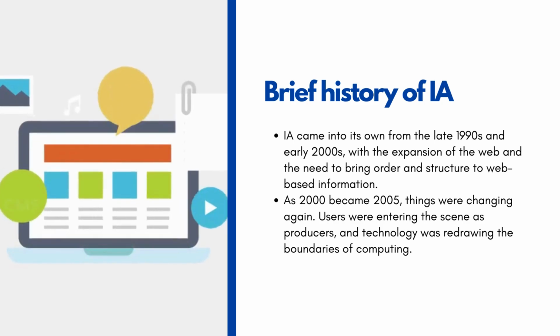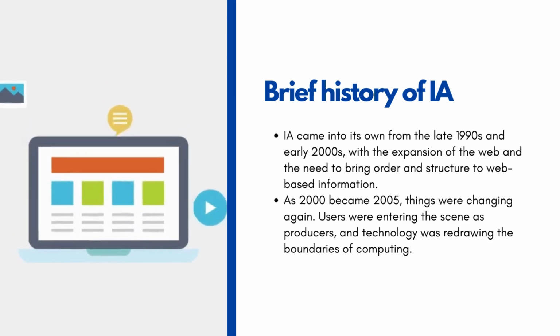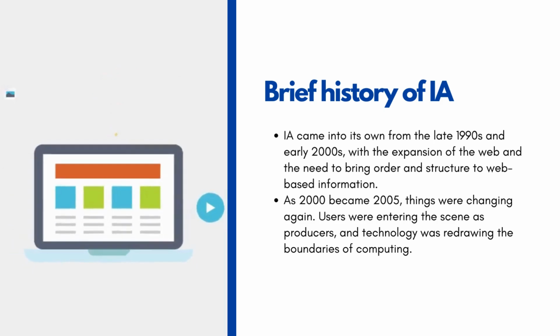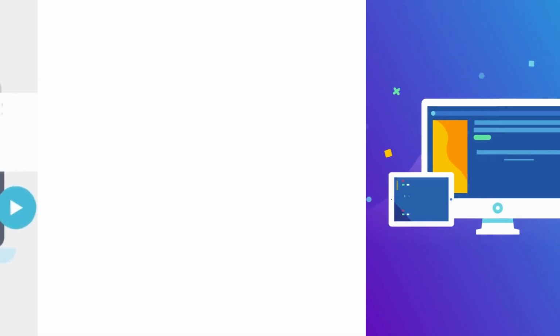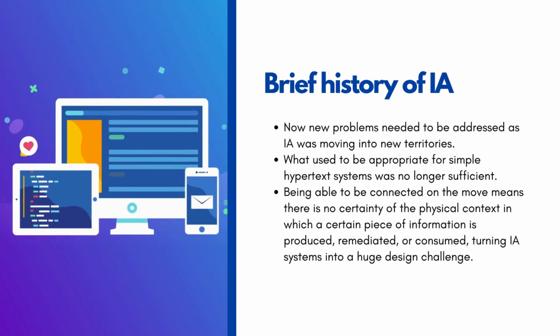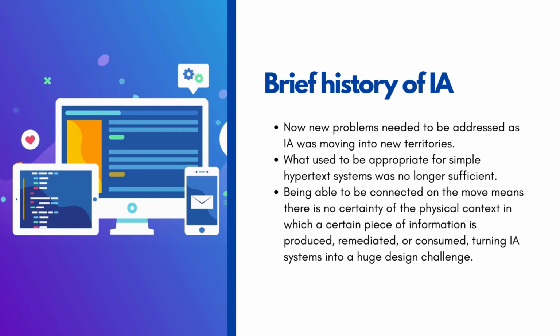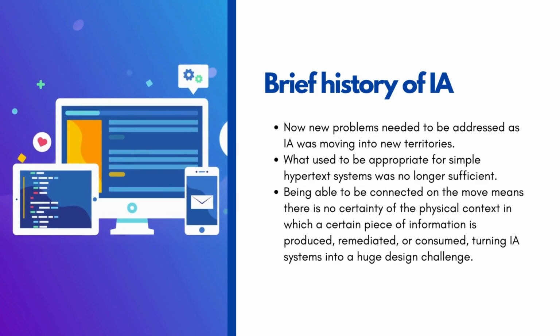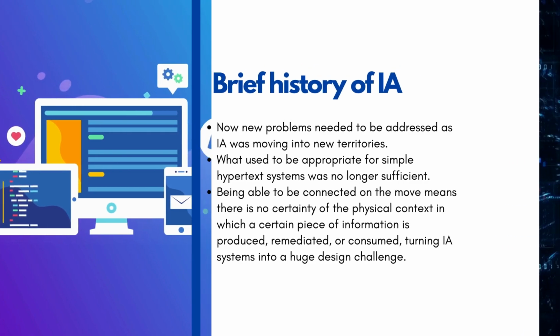As 2000 became 2005, things were changing again. Users were entering the scene as producers, and technology was redrawing the boundaries of computing. Now new problems needed to be addressed, as information architecture was moving into new territories. What used to be appropriate for simple hypertext systems was no longer sufficient. Being connected on the move meant there was no certainty of the physical context in which a certain piece of information is produced, remediated or consumed, turning IA systems into a huge design challenge.